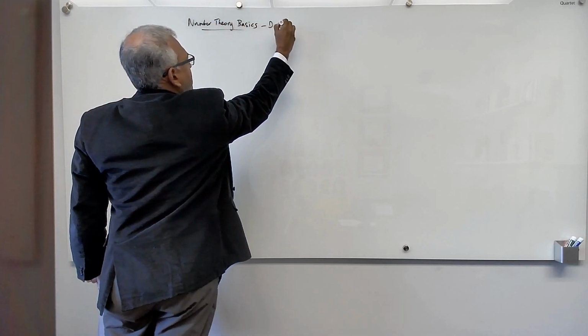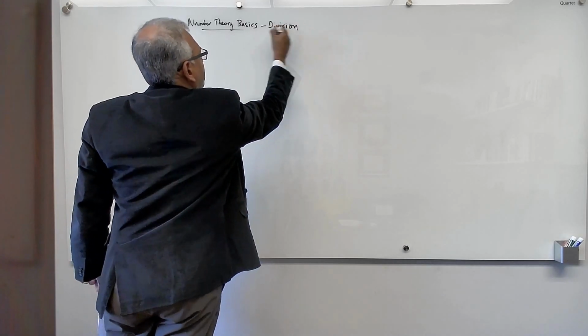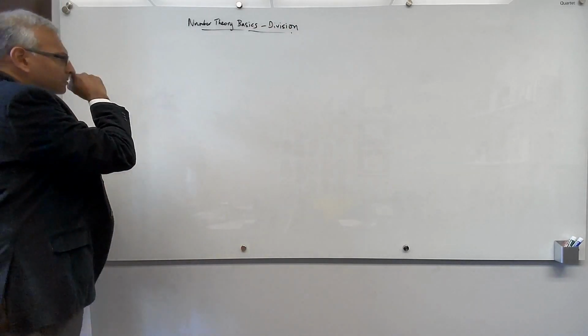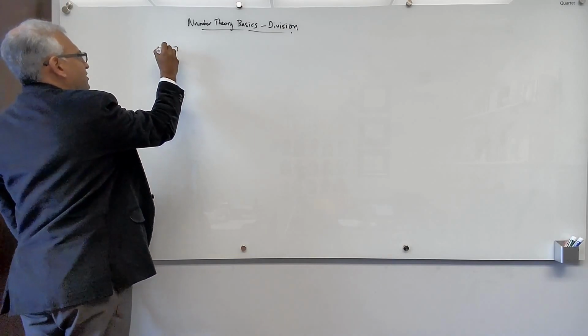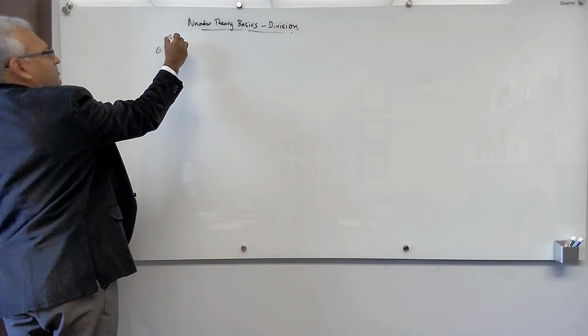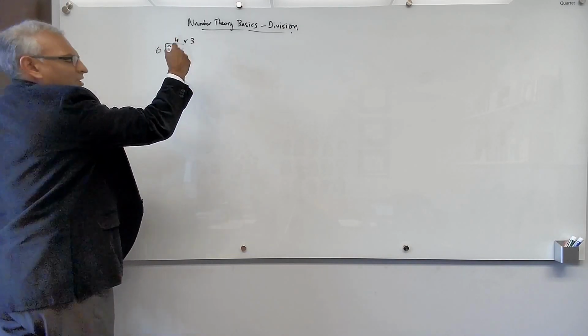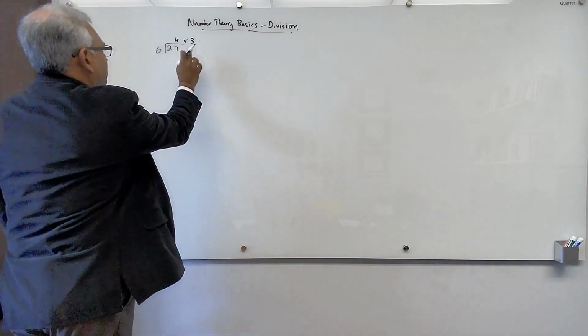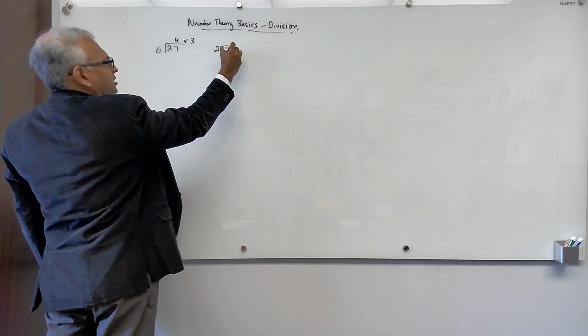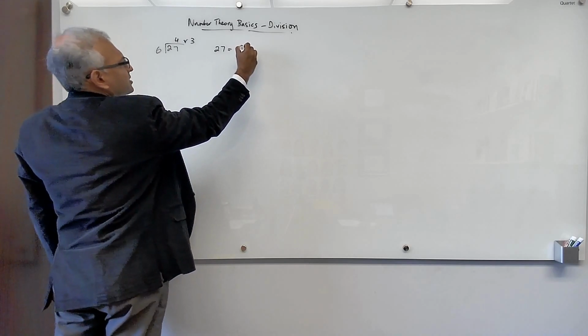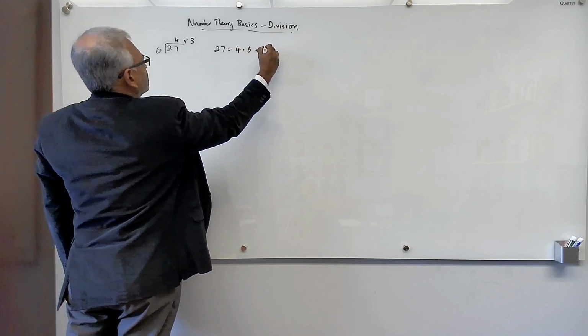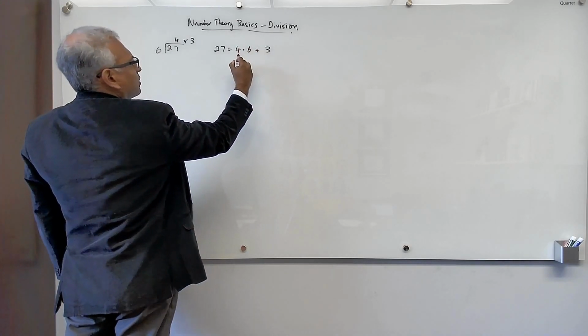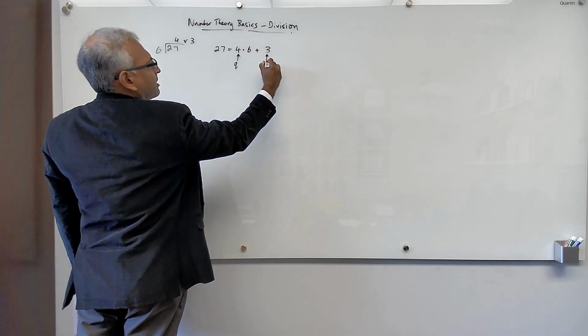Division. So, from high school, you're dividing 27 by 6. You're going to get 4 with a remainder of 3, and you all know how to do this. Another way of writing this is that 27 is equal to 4 times 6 plus the remainder 3. So this we call the quotient q, and this we call the remainder r.